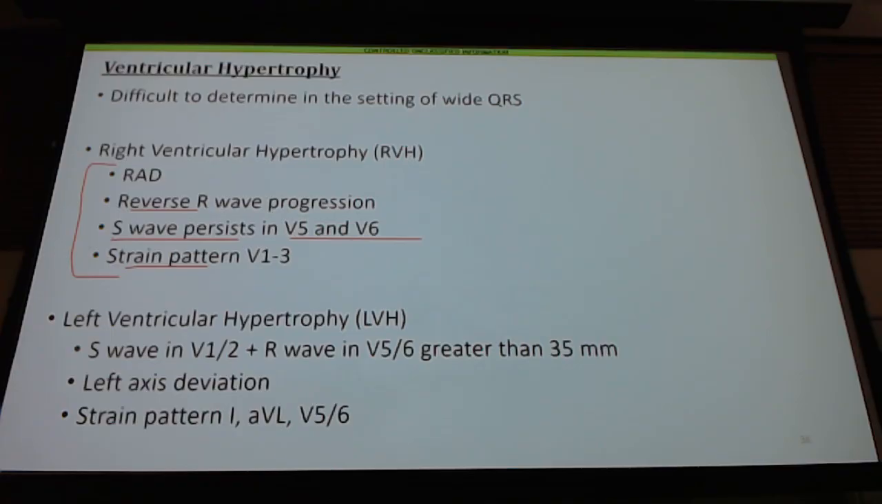If you're looking at left ventricular hypertrophy, now you have that left axis deviation that we talked about. You're still going to have that strain pattern, but now it's in your lateral leads, not in V1 to V3. And you take the S wave in V1 or V2, whichever is greater, plus the R wave in millimeters in V5 or V6, whichever is greater. If those two added together are greater than 35, then you have left ventricular hypertrophy. Okay.